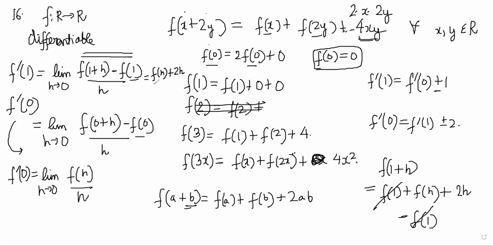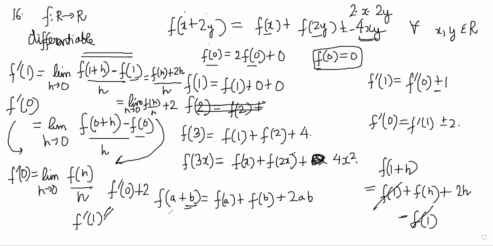Right, so now notice that this becomes the limit of h tends to 0 of f(h)/h plus 2, and this part is f dash 0, so f dash 0 plus 2 is equal to f dash 1. It comes by using the condition nicely. So we didn't need to actually find these things. This was just experimental stuff.